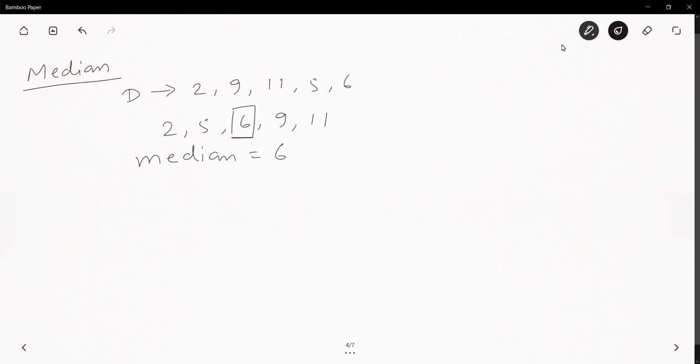Now here we have an odd number of data points inside our data set. Maybe we have an even number of data points: suppose along with 2, 5, 6, 9, 11, we also have 27. Now the median in this case: we have two values in the middle, 6 and 9. So the median is going to be 6 plus 9 divided by 2, which is equal to 7.5.